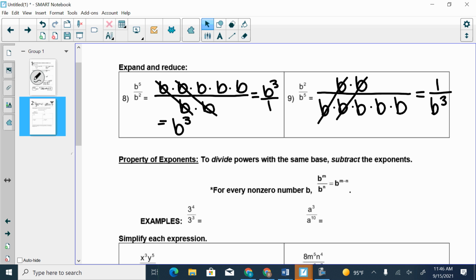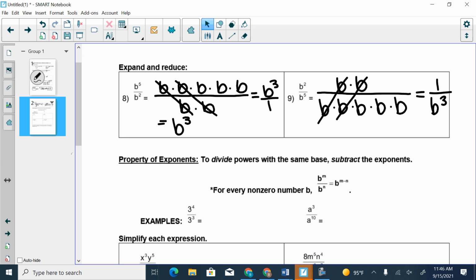Okay. But I can't get rid of the 1 because the 1's in the top this time. It has to stay a fraction, right? Okay, so what did we do with 5 and 2 to get 3? Subtracted, right? Same thing over here. 5 minus 2 would give us 3, right?